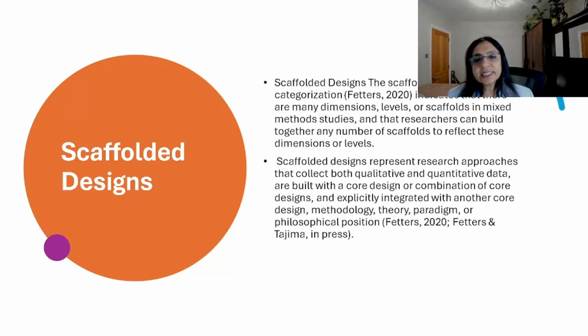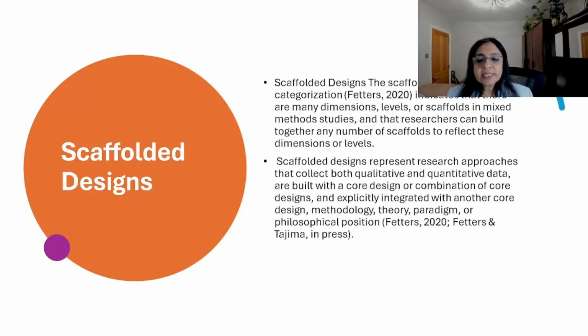This is another advanced design, and it is a relatively newer one. The scaffolded design categorization by Fetters 2020 indicates that there are many dimensions, levels or scaffolds in mixed method studies, and that researchers can build together any number of scaffolds to reflect these dimensions or levels. So this is somewhat similar to the intersected design. You can see scaffolds are like supporting structures, like we are breaking the complex phenomena into multiple smaller levels and supporting structures.